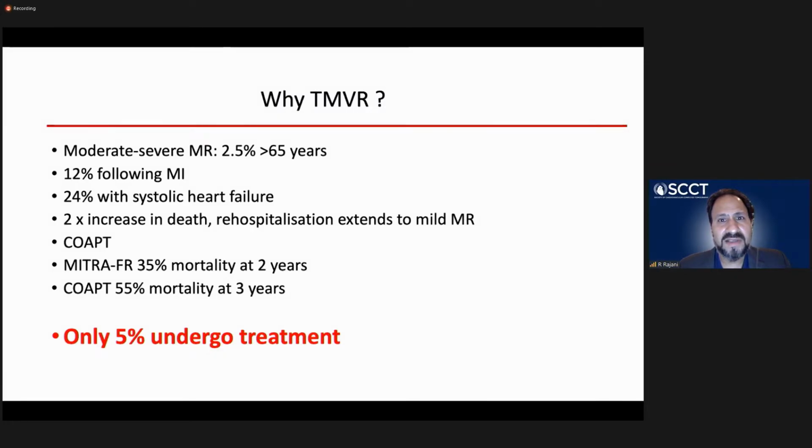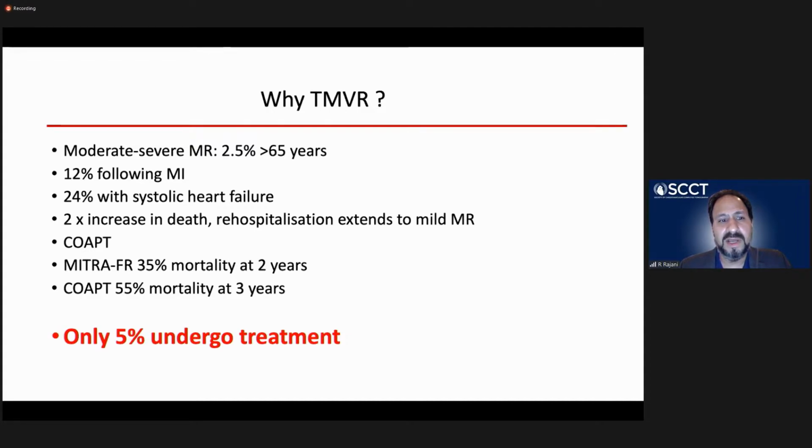So why transcatheter mitral valve replacement? So we know that moderate to severe mitral valve regurgitation occurs in approximately 2.5% of those individuals greater than 65 years. 12% in those patients following a myocardial infarction, and 24% of patients with systolic heart failure. Mitral valve regurgitation, even mild mitral valve regurgitation, results in a twofold increase in death and rehospitalization.